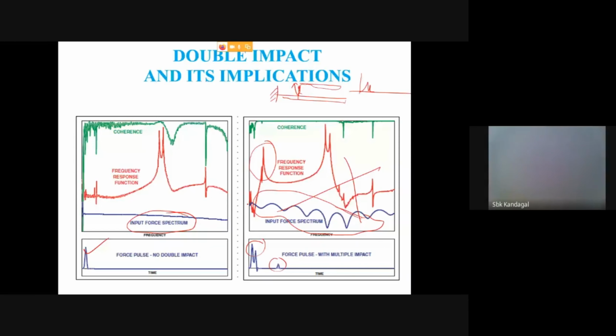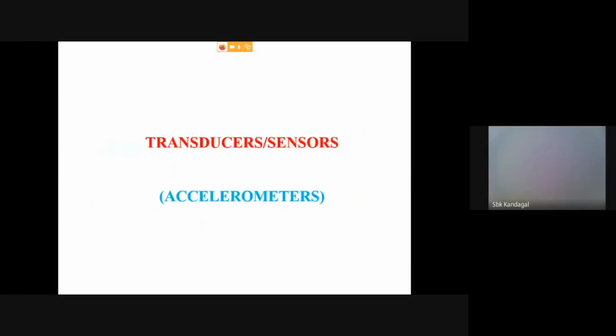So whenever you do the experimentation, ensure that you use only a signal that has got a single hit, a single pulse. Don't use the one where you have got multiple hits, and this comes by skill. You have to do it with care. Experimentation is an art, so you have to do accordingly there.